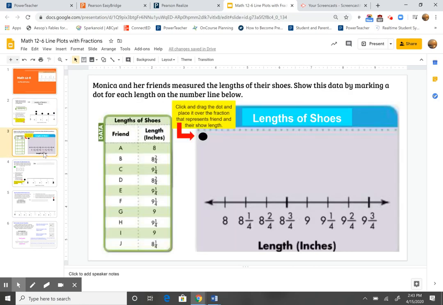All right, then you'd move on to the next one, and you can see this has a lot more data that you have to plot. You're looking at Monica and her friends, and they measured the lengths of their shoes. Ooh, that's a good one. If we were in school, we would all be measuring each other's shoes. I would be writing this down on a piece of paper, and I suggest you do the same, because this is going to be hard to keep track of. Make sure that you count them up, and make sure your graph also reflects that.